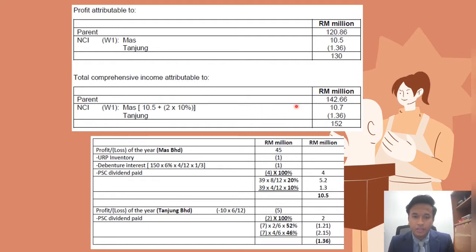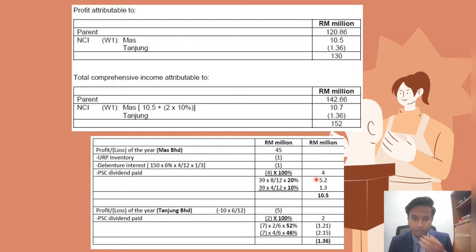For the NCI, we will start with Mas Berhad. The profit for the year of Mas Berhad is 45 million, minus URP inventory of 1 million, minus debenture interest paid of 1 million, which we get from 150 times 6% times 4/12. That is the months still not adjusted by Mas, times 1/3 that belongs to Mas. And we minus preference shares dividend paid of 4 million. For the 4 million, we times 100% NCI and we will get 4 million.